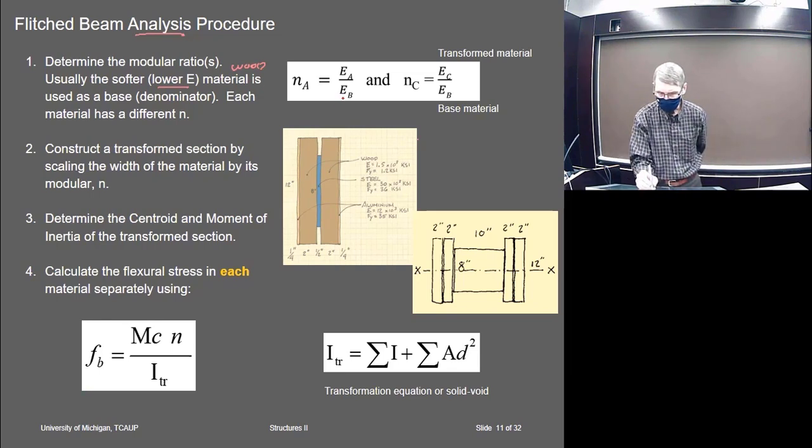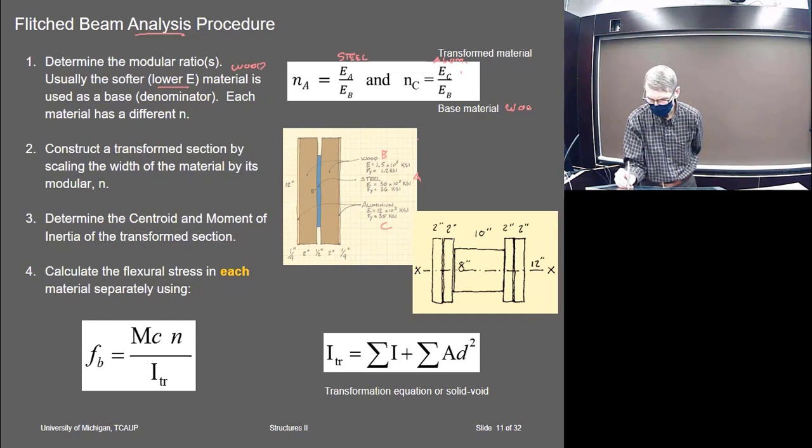So that's what we've got here. These are the modular ratios of whichever these materials are. Let's call this one the base, the wood, and maybe the steel is A, and this one is C. So you'd end up with these. This would be the ratio for the steel, and this would be the aluminum in this case. And the wood is the base material.